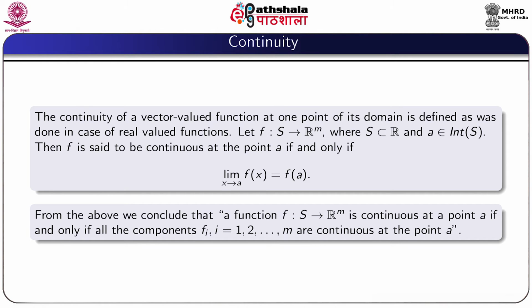After limit, right now we are in a position to discuss continuity. The continuity of a vector valued function at an interior point of its domain can be defined as was done in case of real valued functions of a single real variable. Let f be a function defined over a set S, which is a subset of reals, and its codomain is Rm, and let A be an interior point of the set S. Then f is said to be continuous at the point A if and only if the limit of f(x) is f(a) as x approaches A.